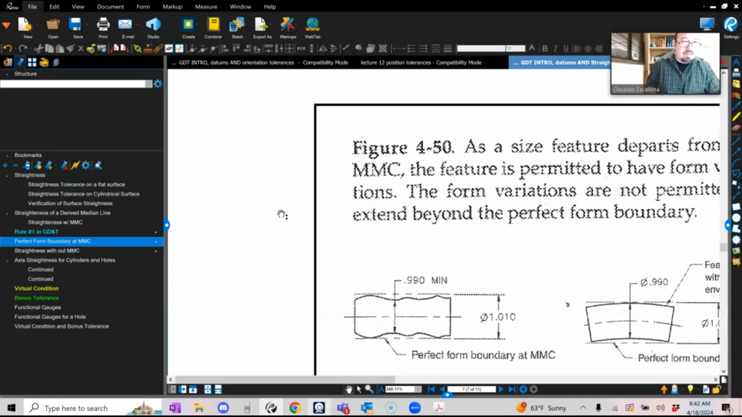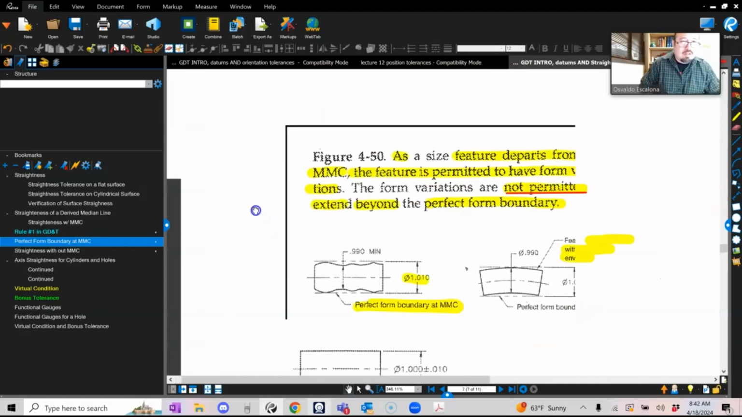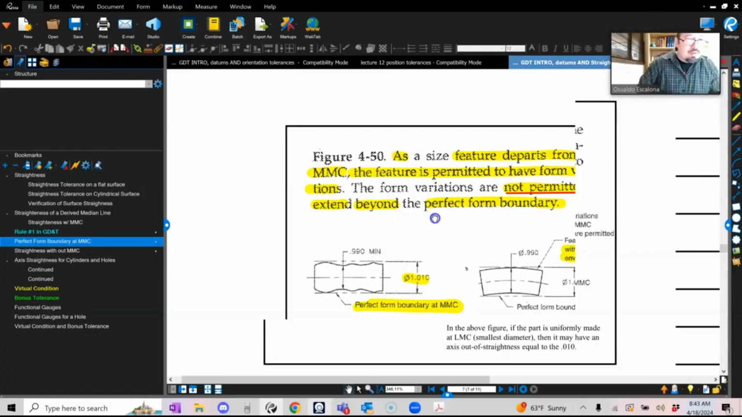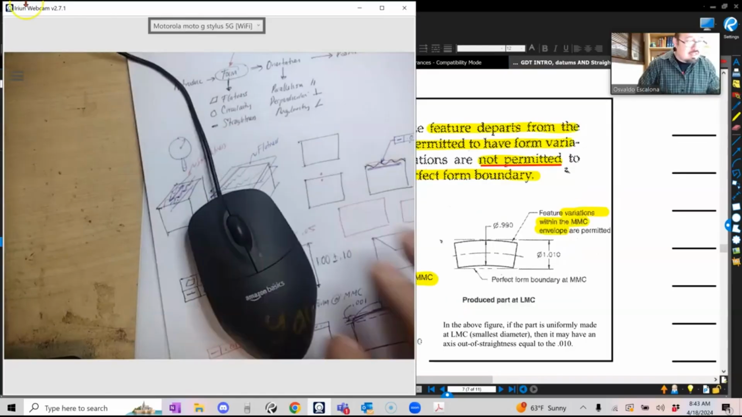As the size feature departs from MMC, the feature is permitted to have a form variation. Form variations are not permitted to extend beyond the perfect form boundary. And this is what I pretty much told you when I talked to you guys about the envelope. This is just kind of a recap. The book is trying to explain what MMC is.